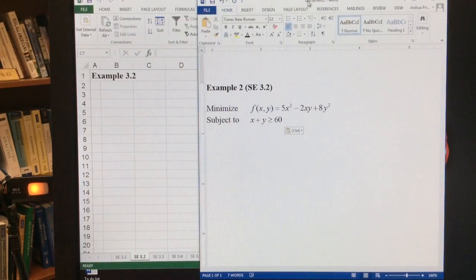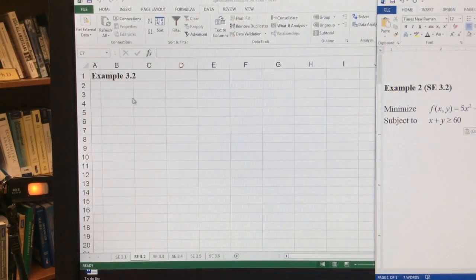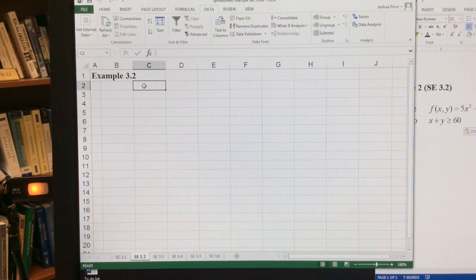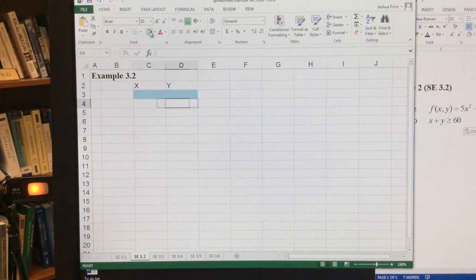So there we have our f of x, y. I'm going to go right here. I'm going to have x and y. Highlight those. And now I have my f of x, y. So f of x, y is equal to 5 times x squared minus 2 times x times y plus 8 times y squared.